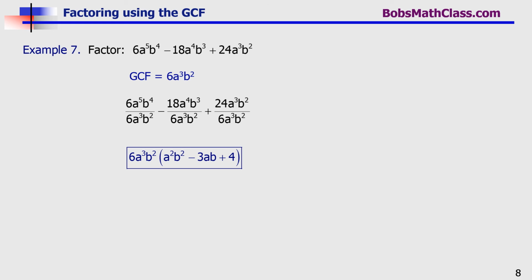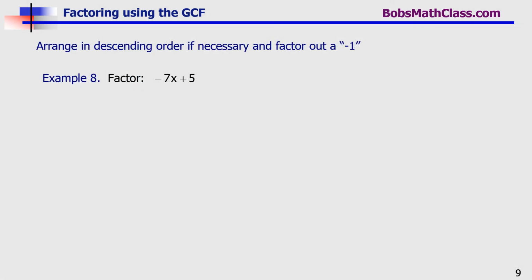All right, a couple more. These last two problems, they might not make sense right now, but later on they will. We're going to arrange in descending order if necessary, and then factor out a -1. Okay, so this problem, do we need to rearrange it? No, it's in order, right? The x comes before the constant. So we're just going to factor out a -1. That's our GCF.